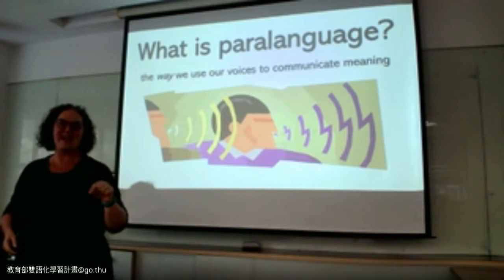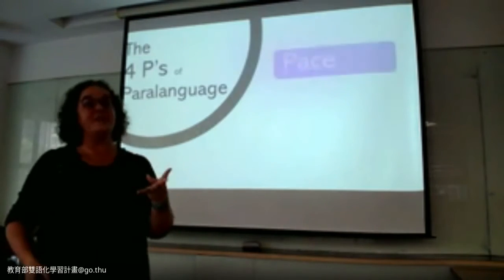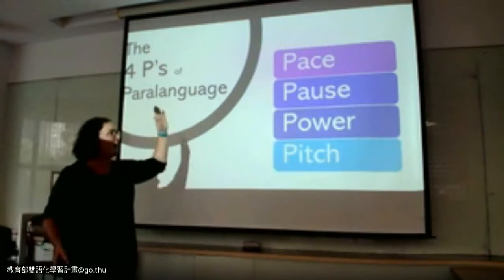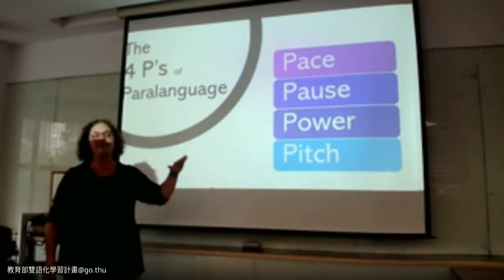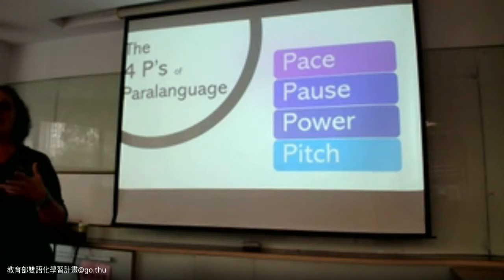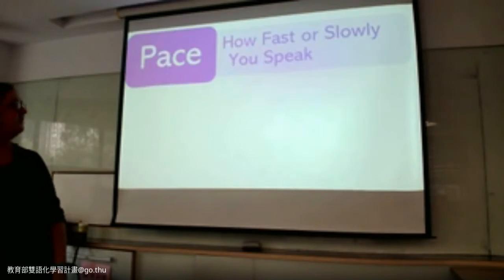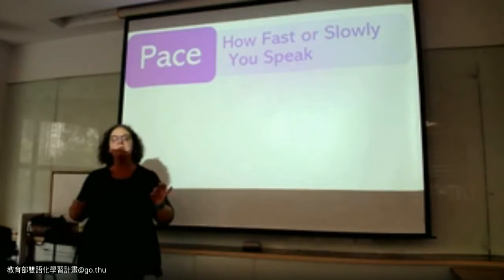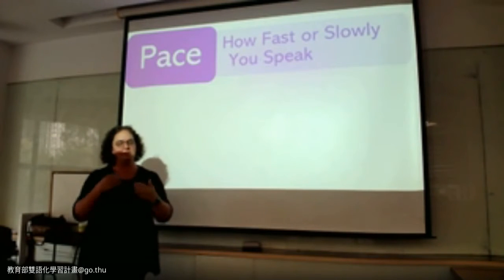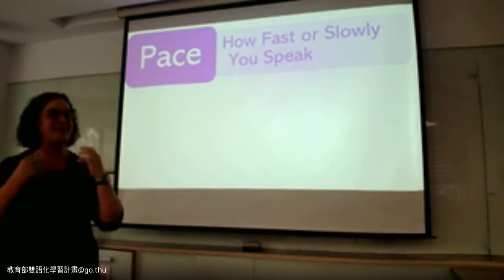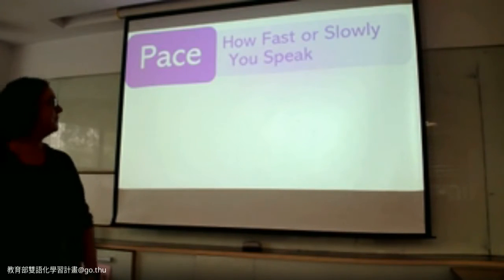So what does need to happen in a classroom? There are four things we can adjust in paralanguage, and we can use the P's to help us remember. Pace, pause, power, pitch. These are the elements we can control in our voice to help us communicate effectively. So pace. Pace is how fast or slowly we speak. If you're running a race, you're going to set your pace. Same thing with speaking.